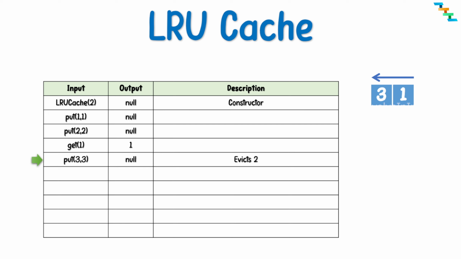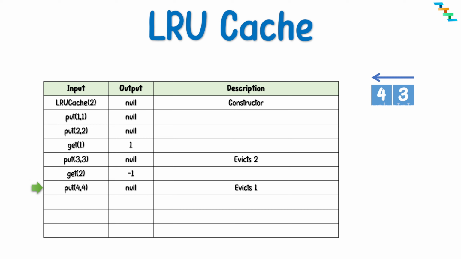Now we use the put function to add an entry, key 3 and value 3. The cache has already reached its capacity, so we need to evict an entry to add this. Entry with key 2 is least recently used, so we evict that entry and add the entry with key 3 and value 3. If you use the get function to get the value for the key 2, you will get -1 since the key is not present in the cache, which we evicted to accommodate the entry with key 3.